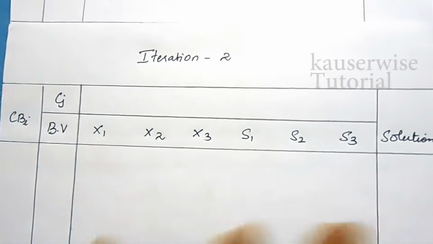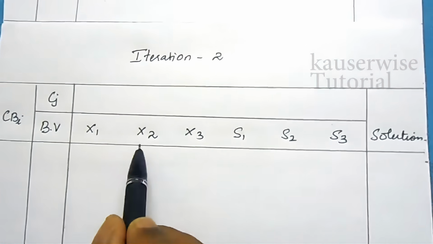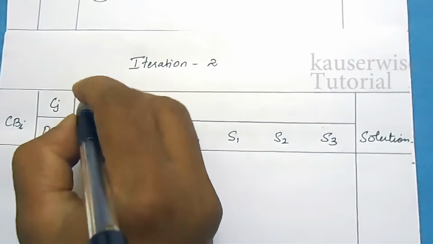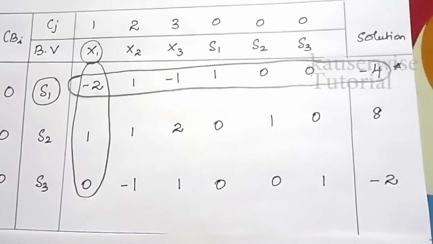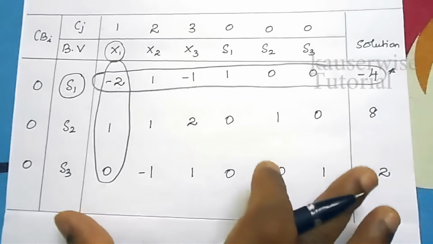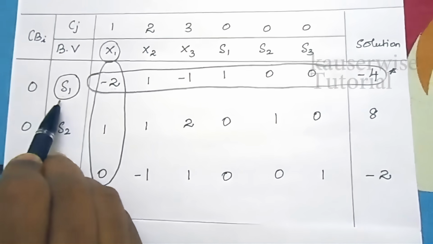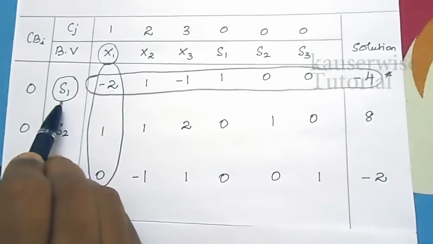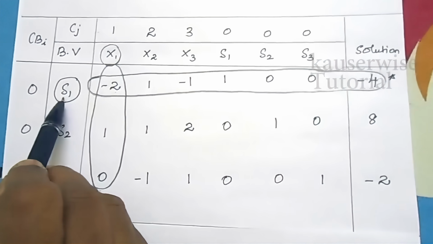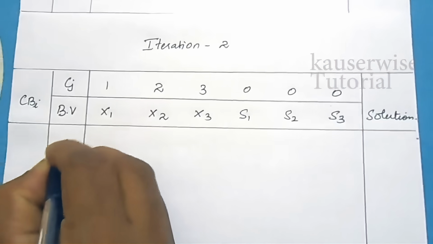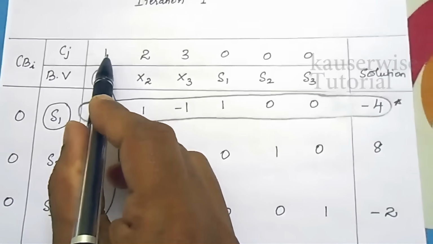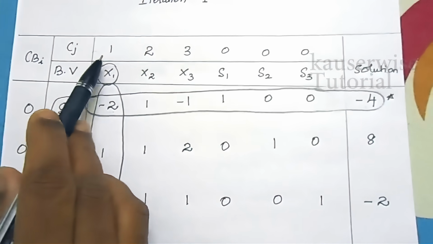In the second iteration, just take the basic variables x1, x2, x3, s1, s2 and s3 and Cj values as it is: 1, 2, 3, 0, 0 and 0. Look at the first iteration. S1 is the leaving variable. So here we have to write the entering variable. Which one is the entering variable? X1 is the entering variable. Here you have to write x1. Okay, value for x1 is 1. Here instead of 0 you have to write 1.